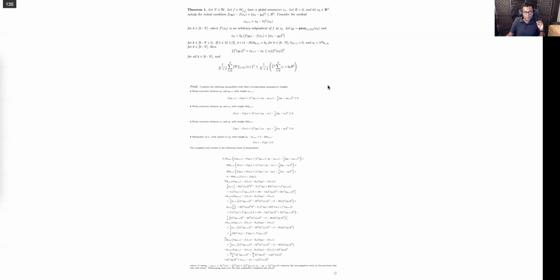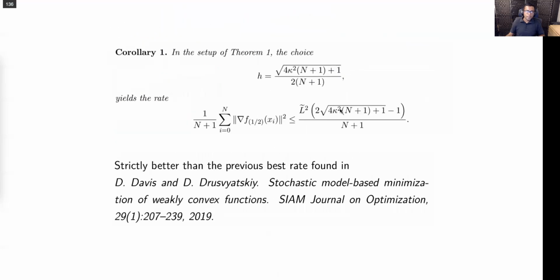Now, of course, I have not found the optimal step size h. The last thing to do is finding for what h this will be minimum, which can be done symbolically. And then the best step size that we can find analytically turns out to be this, where kappa is equal to R rho over L, in other words, R by L tilde. So this will yield this specific rate, and it can be shown that this is strictly better than the previous rate found in Davis and Drusvyatskiy's paper for large enough n.